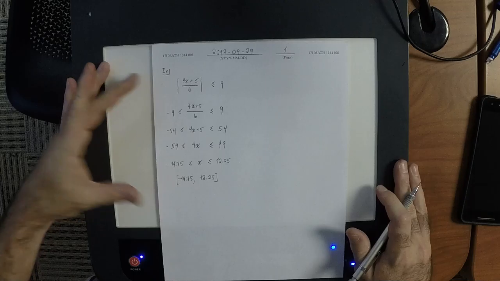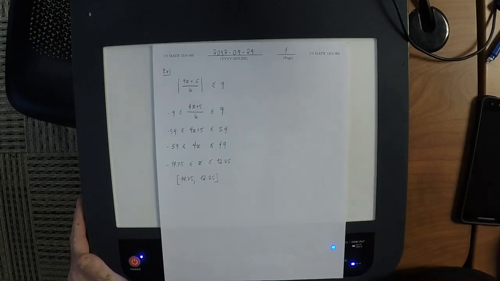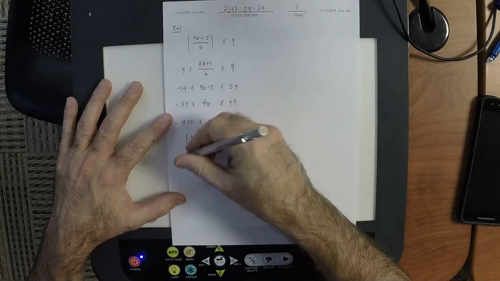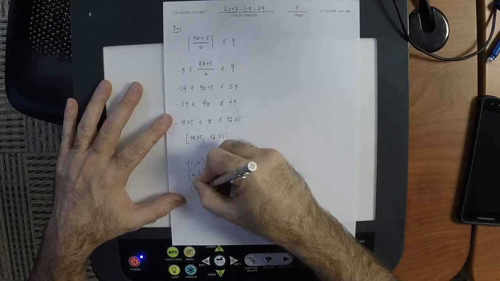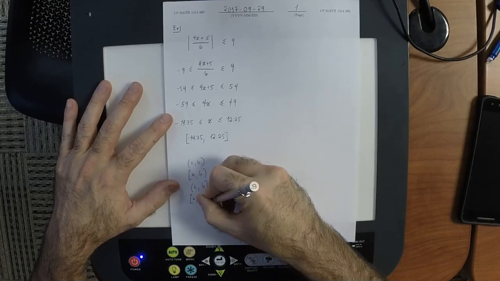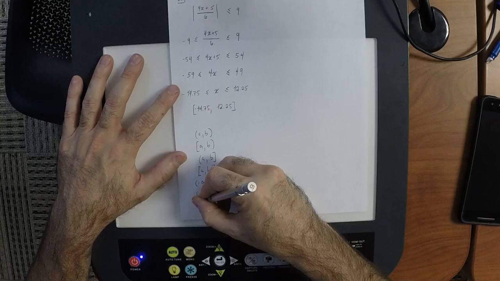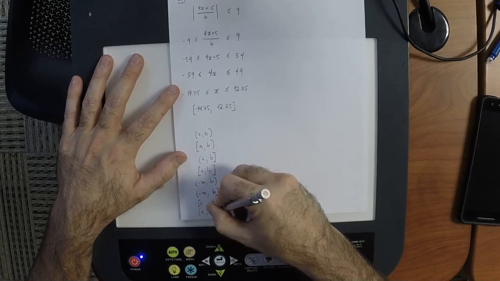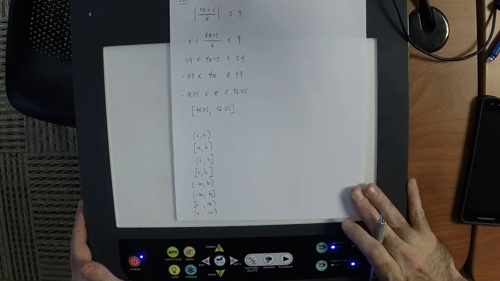So any question about this one? All right. Yes? If I had written it as bracket negative 14.75, x, parentheses, then another parentheses, x comma 12.25 bracket, that would be incorrect, because interval notation must be exactly one of these: a b, negative infinity b, a infinity. This is all the possibilities. Other questions?